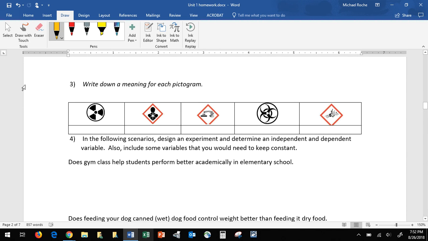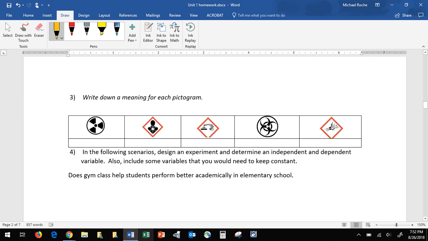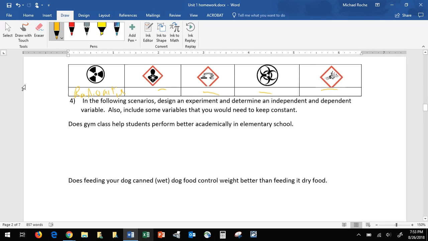These are pretty much just from the notes in class. This yellow one means radioactive. You just have to be able to recognize this as long-term health effects. This one is corrosive. This one is biohazard, and that's explosive.